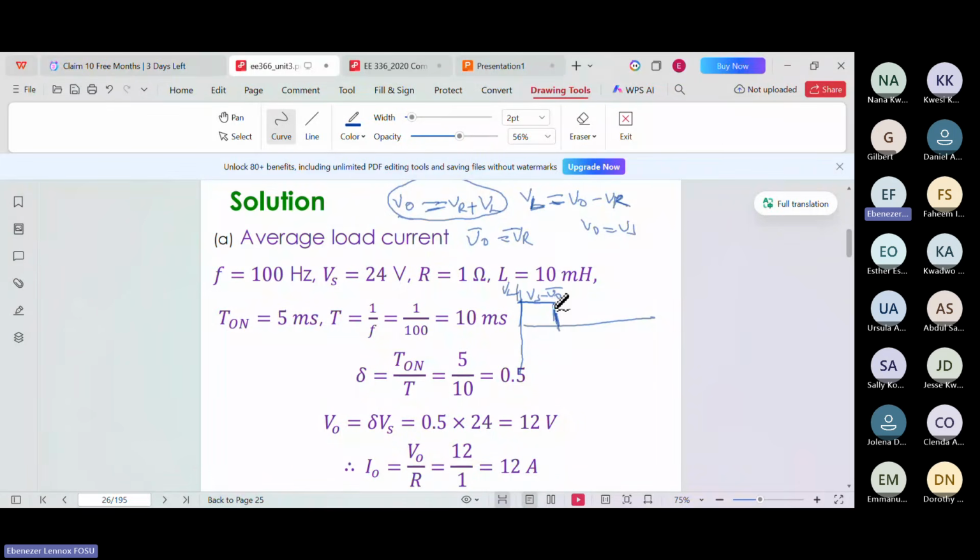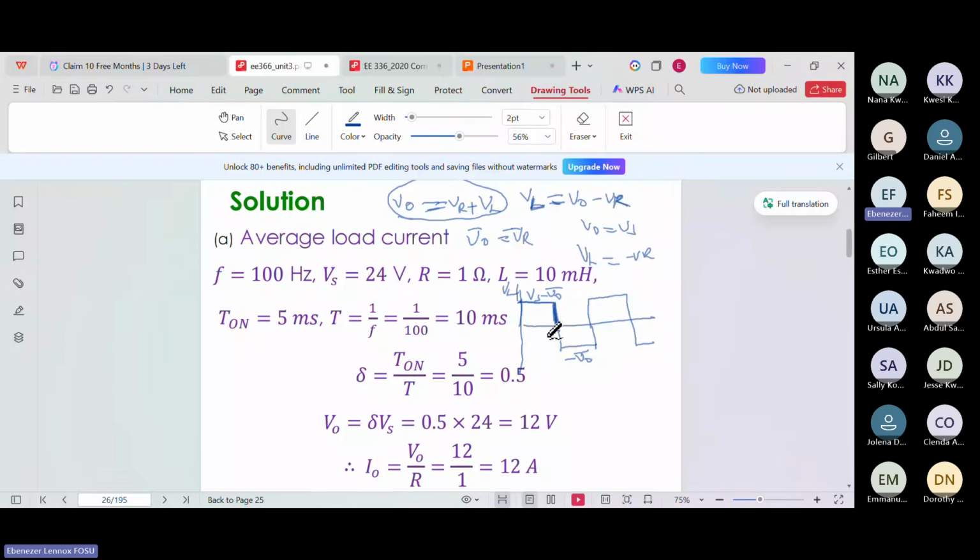So when the switch is off, we know that V naught is 0, right? Because V naught is 0, you have VL equal to minus VR. So it comes into the negative region, and it stays at minus V naught average, because VR is V naught average. So then the waveform pattern continues in that manner.